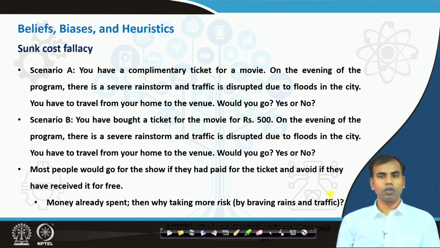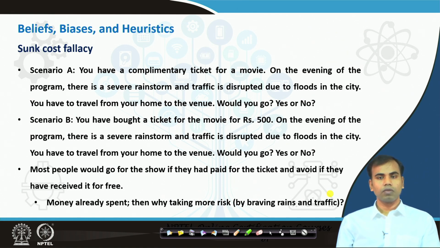There is a heavy rainstorm and floods that are affecting the traffic, and the venue is quite far, and the decision choice here is whether you would like to go for the movie or not. Now, what would be your response?